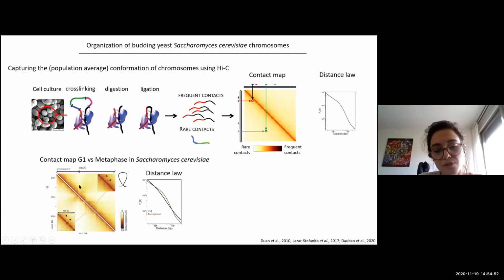It was shown, thanks to this technique, that the G1 population genome is mainly featureless with a flat distance law, which is not the case of metaphase chromosomes that are well individualized into cohesin arrays of loops, and that also show an increase of contact within the range of 10 to 60 kb.